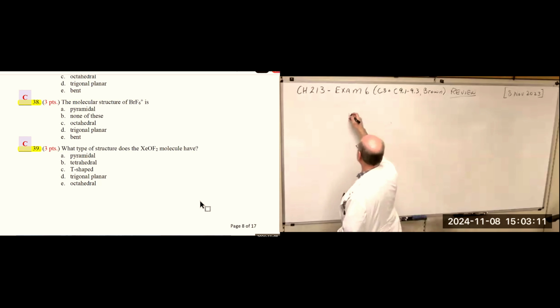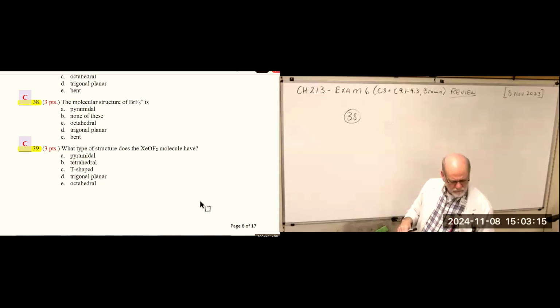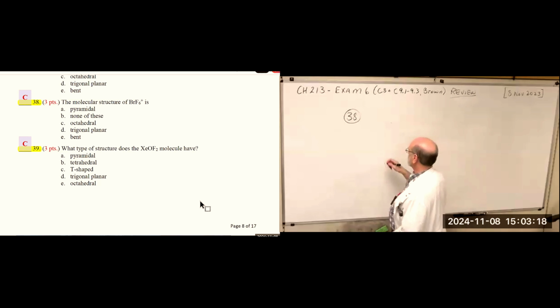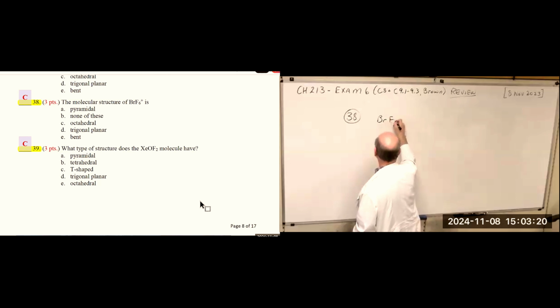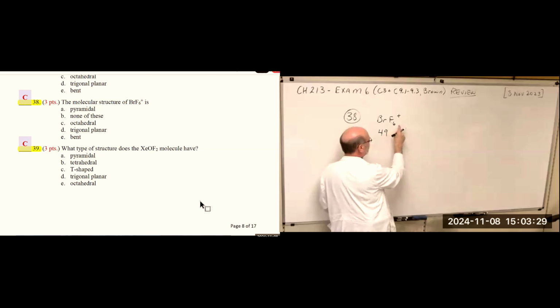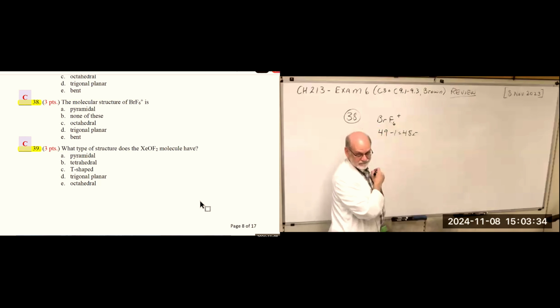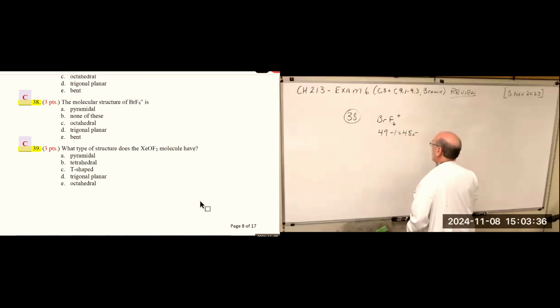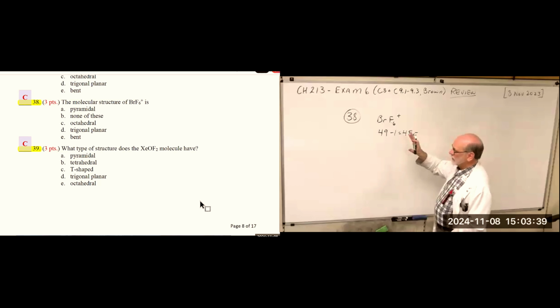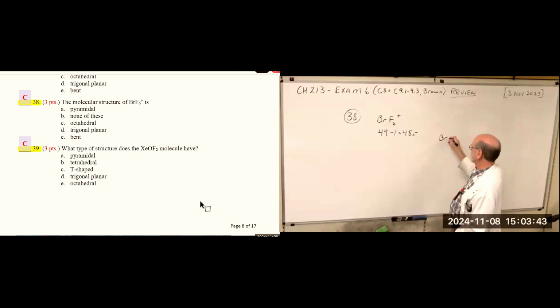And 38. Molecular structure of BrF6 plus. Okay, we've got 7 halogens. 7 times 7 is 49. But we lost an electron, so we only have 48. Okay. And bromine is more metallic than fluorine, so it goes in the middle.